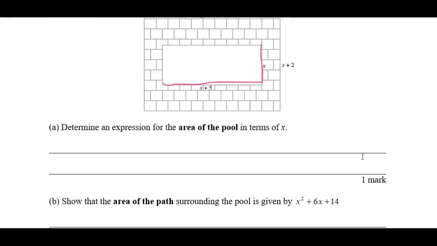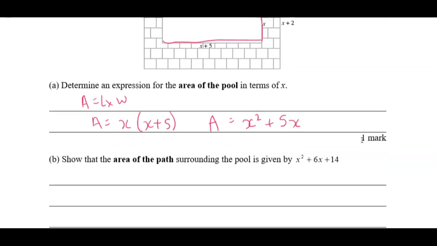Okay, so we've got our length and our width. So the area of a rectangle is length times width. And all you need to do is substitute those two values in. So x times x plus 5. Now you could have left it in factorized form or you could have expanded it. I accepted both. All right, moving on to the next question.